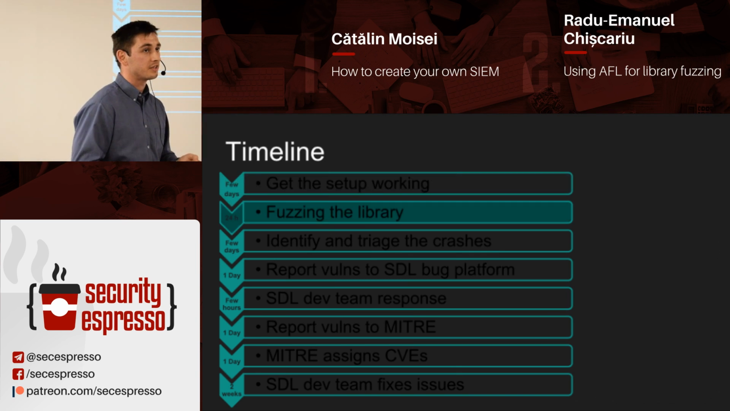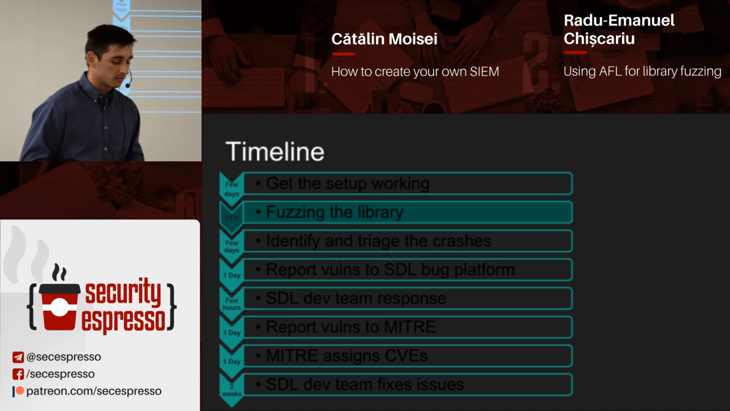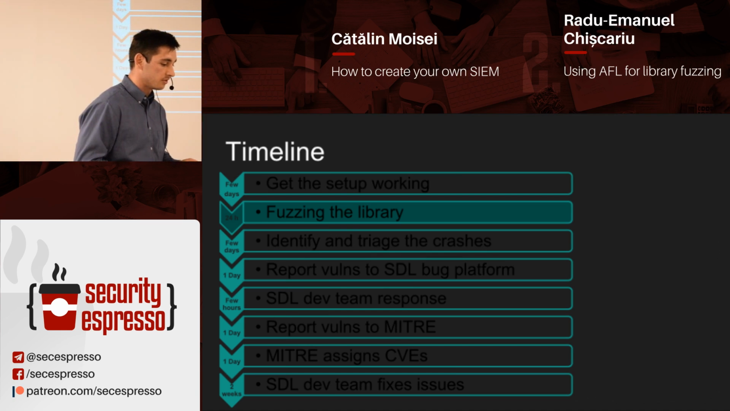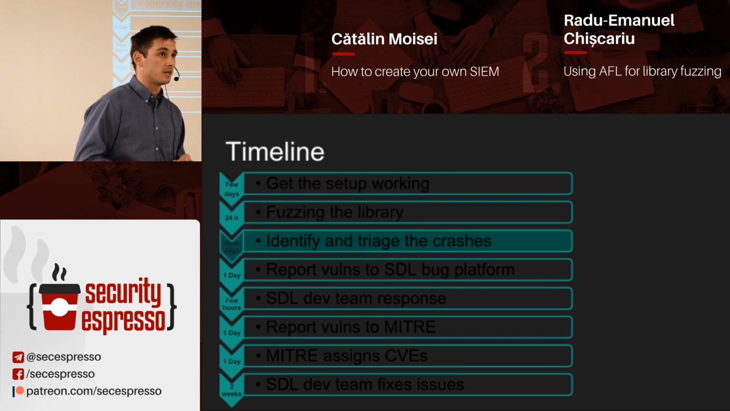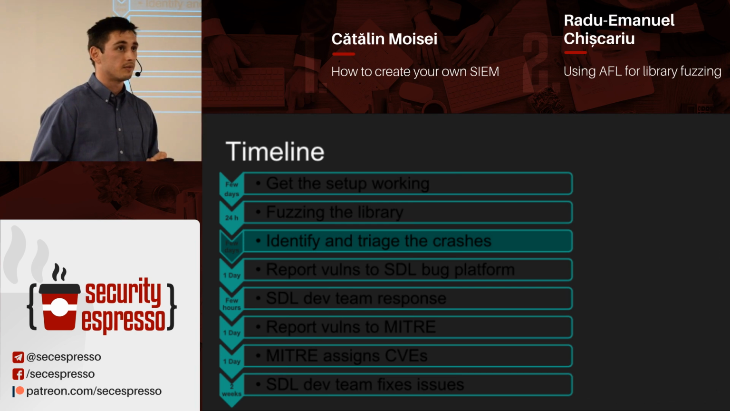Then fuzzing the library, this is why AFL is awesome. It took me only 24 hours to come up with interesting crashes. There were like 60 crashes, which I then started to filter out, and it turned out 11 were interesting ones. And this is the next step: identify and trace the crashes. That took me a few hours.